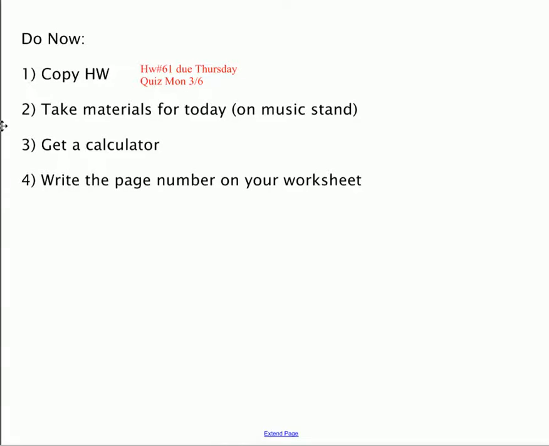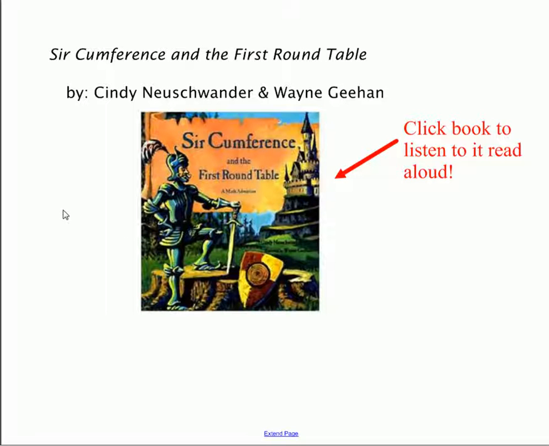Okay, moving forward. What you're going to do is get this notebook document and click on the cover of the book. You're going to hear circumference and the first round table. You're going to hear a lot of the vocabulary words that we're going to be talking about today. So you can pause the video, do this, and then come back to the video, and I'll talk about the rest.